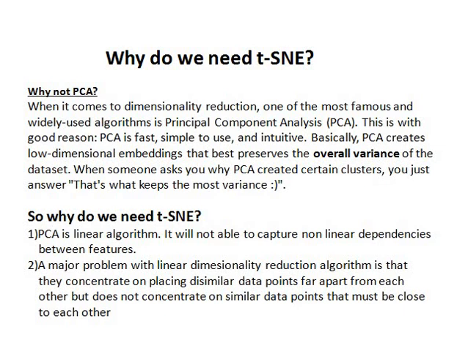When we come to dimensionality reduction, one of the most famous algorithms, that is PCA, is used. PCA is fast and simple to use. Basically, PCA creates low dimensional embeddings that best preserve the overall variance. But PCA has two main drawbacks. PCA is a linear algorithm which will not be able to capture non-linear dependencies between all the variables, that is nothing but features.